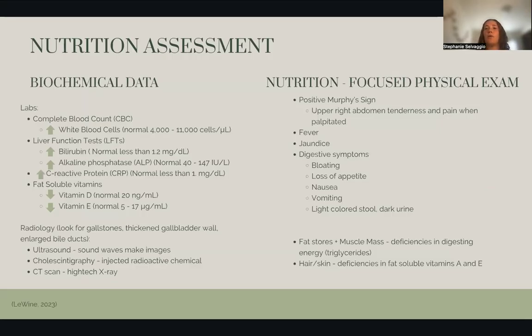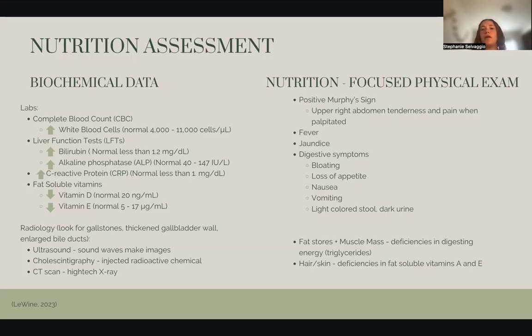So one thing to look for is a positive Murphy sign. And that is where you press on the upper right abdomen and you look for tenderness and pain. And so if you have tenderness and pain, that's a positive Murphy sign. That means you're likely to have some sort of gallbladder issue. You can also have fever and jaundice, fever coming from the inflammation, jaundice coming from the liver things.